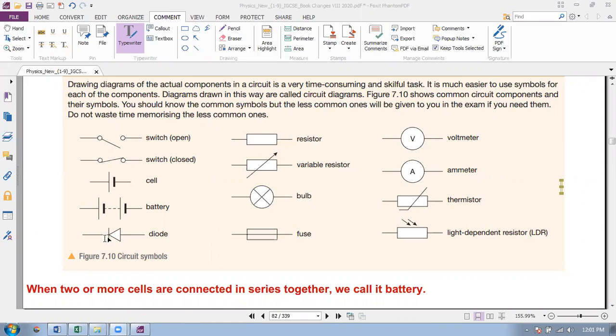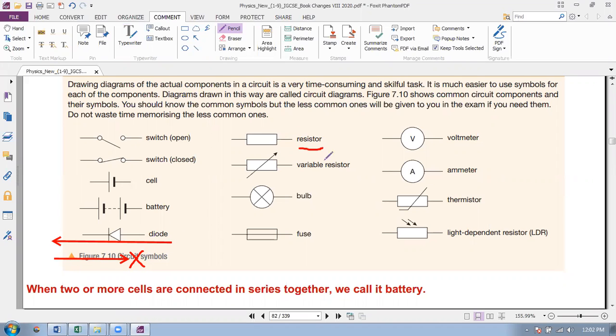This is a diode. This is the symbol of a diode. A diode can pass current only in one direction. It can pass current only in this direction, not this direction. If current comes from this direction, it does not allow current to pass through. So only this direction. So this is the symbol of a diode.